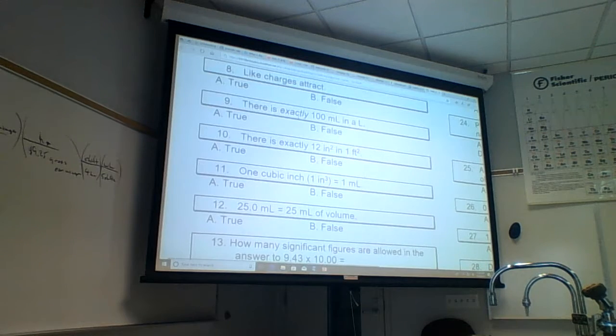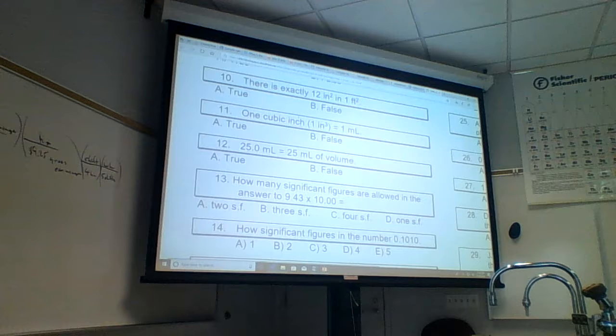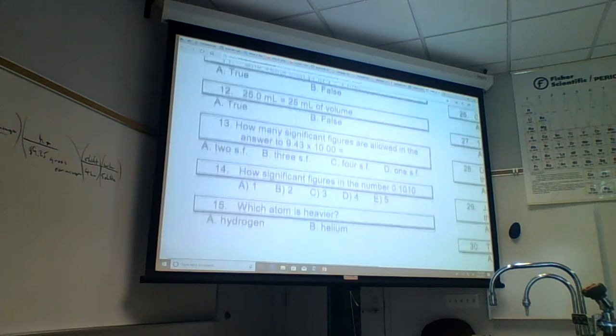9. 10. 11. False. Sounds like most people say false, but what do you say? The definition is 1 cubic centimeter, not inch. Yeah, false. Okay. 13.